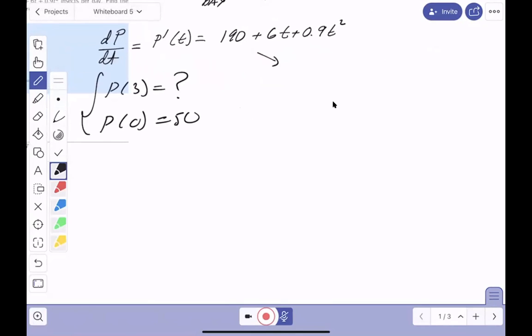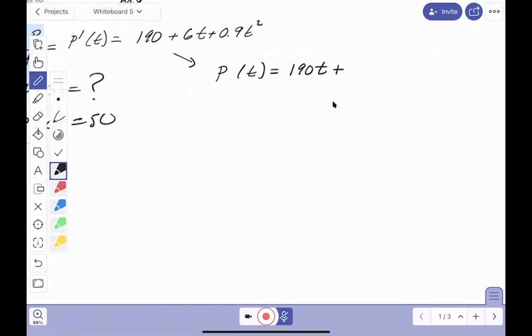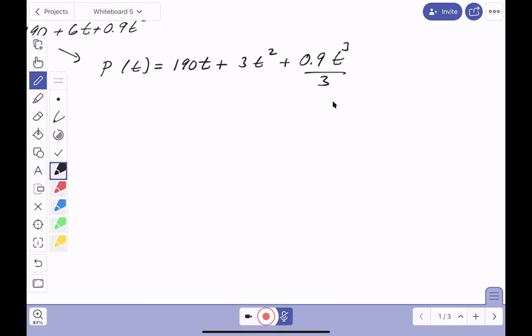So let's put this down. What do you get? P would be what? Let's see if we can do that. It'll be 190T plus, that would be 6T squared over 2, which would be 3T squared. Oh boy, that's a nasty number, huh? 0.9 T cubed over 3. We'll simplify that later, plus some constant of integration. I'm actually going to call it P naught, which is the population at time equals 0. Let's not worry about that though.